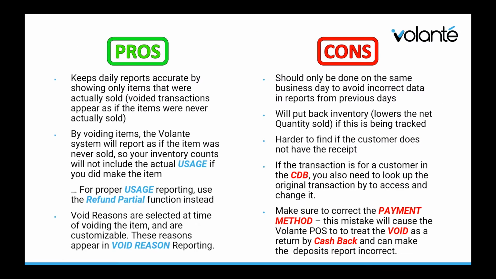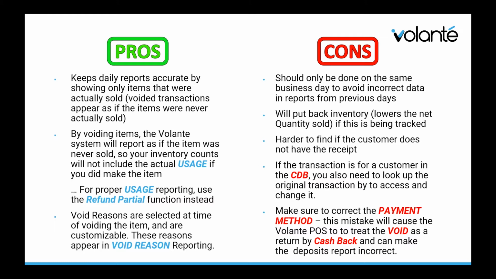By voiding items, the Volante system will report as if the item was never sold. So your inventory counts will not include the actual usage of items if you did actually generate or create this food item. For proper usage reporting, it would be best to use refund partial instead, as this will not return the item back to inventory. The void reasons that are selected at the time of voiding the item can be configured in the system to put in any void reasons that you wish to track. All of these reasons will appear in our void reason reporting that we will look at later on.